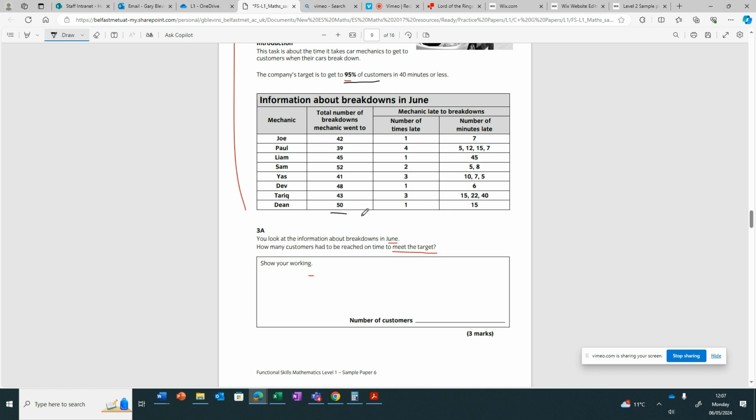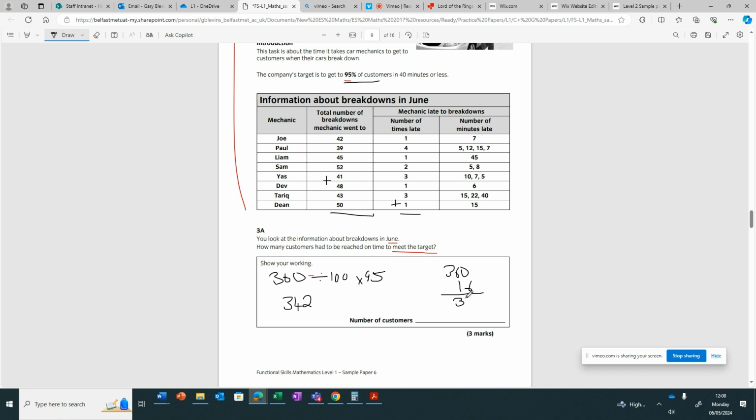We need to know the number of breakdowns. Well, we add these up and we get 360. Now I want to work out 95% of that, so we divide by 100 and times by 95 and get 342. So they expect to get to 342 calls in time. Well, they had 360. How many times were they late? This over here tells you how many times they were late. We add those up: 16 times.